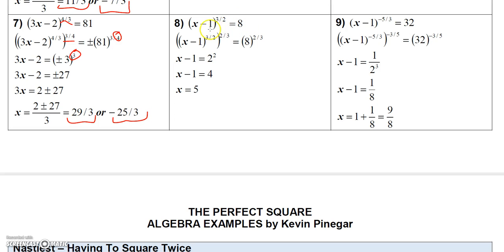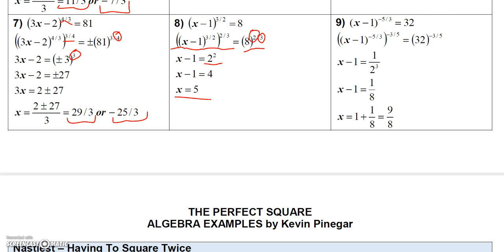Okay, now here I've got this raised to the 3/2 power. So in order to get rid of the 3/2, I have to raise both sides to the 2/3 power, the reciprocal of 3/2, and raise the other side to the 2/3 power as well. Well, now this just eliminates the power, so I just get x minus 1 by itself. And remember, this is the cube root of 8, then you square it. So the cube root of 8 is 2, and then I square it, so that gives me 2 squared. So I get x minus 1 equals 4, or add 1 to both sides, x equals 5.